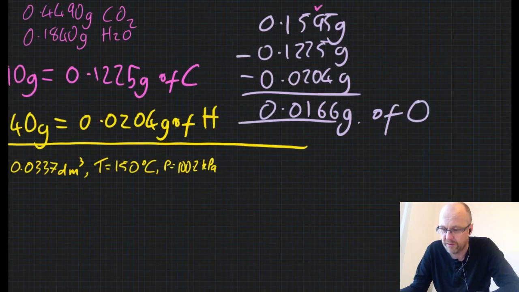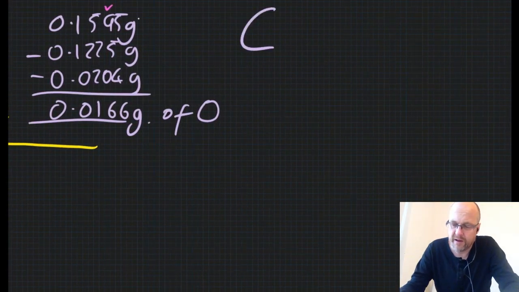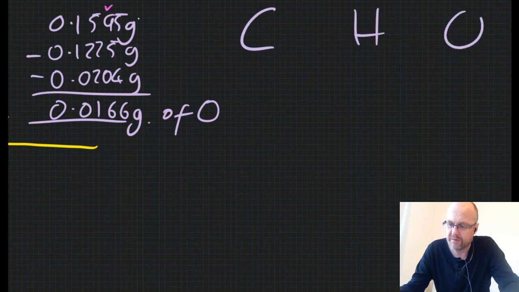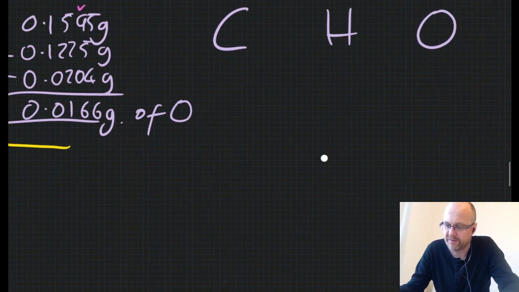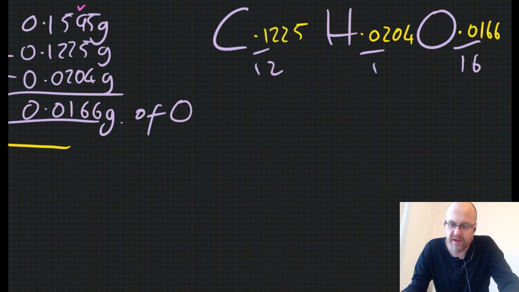That's pretty straightforward. So you write out the atoms big. I want their molar masses at the bottom, 16, 1 and 12, and put the masses at the top. So I've got 0.0166, 0.0204, 0.1225. So do the calculation to work out the number of moles.